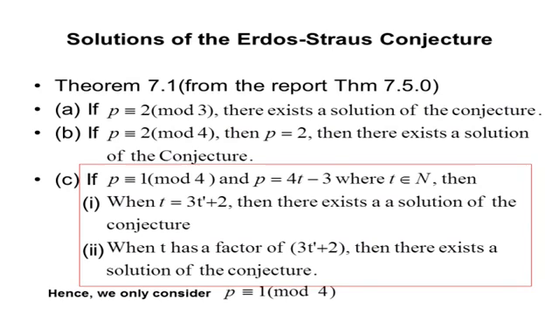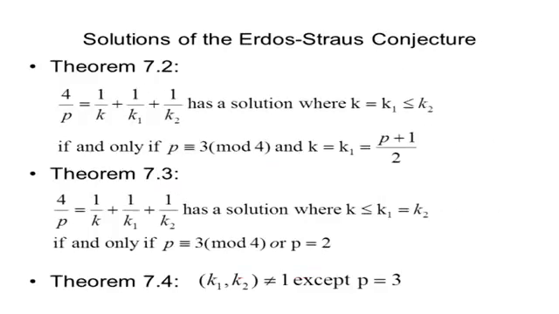Then we have some solutions of the conjecture. That is theorem 7.1, theorem 7.2, theorem 7.3, and theorem 7.4. They are about some special solutions of the conjecture. And please be noted that from now on, we consider the case when P is congruent to 1 mod 4 in the following theorems.